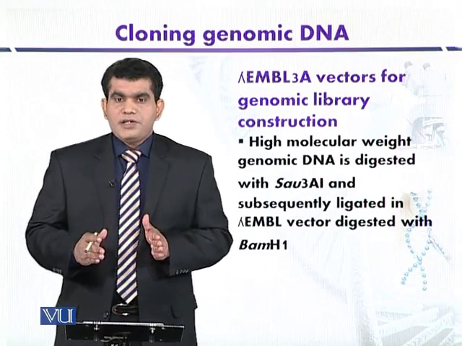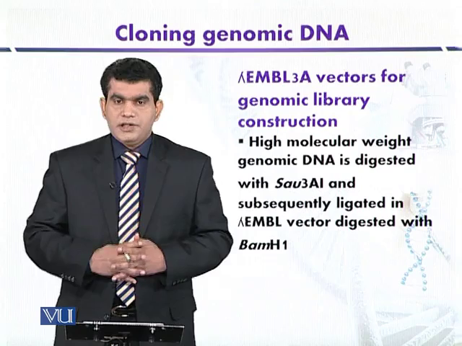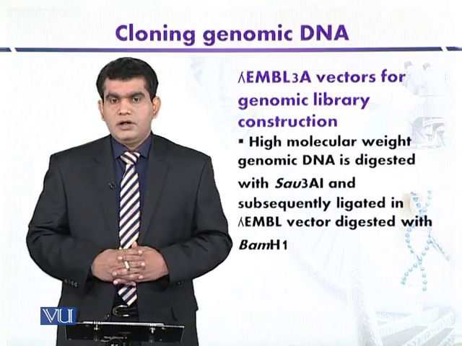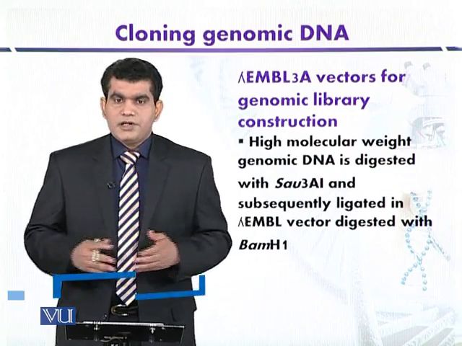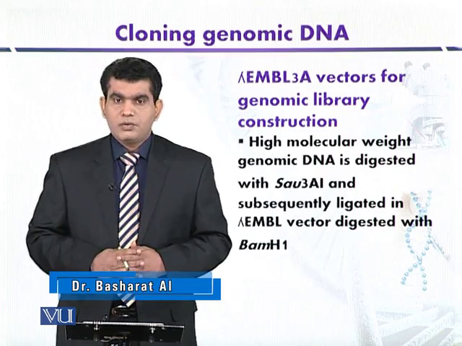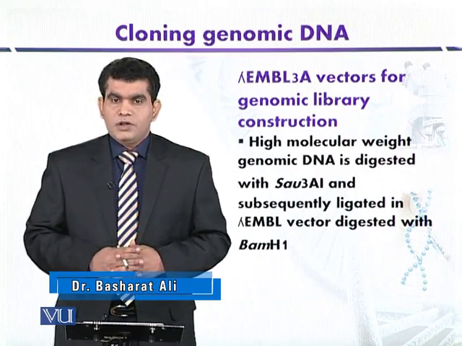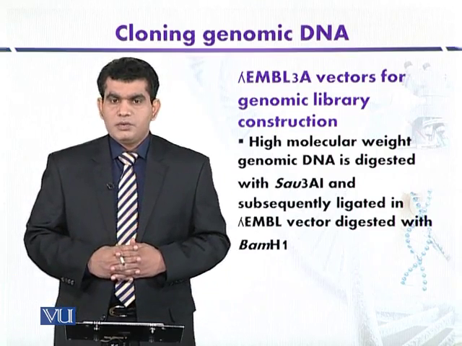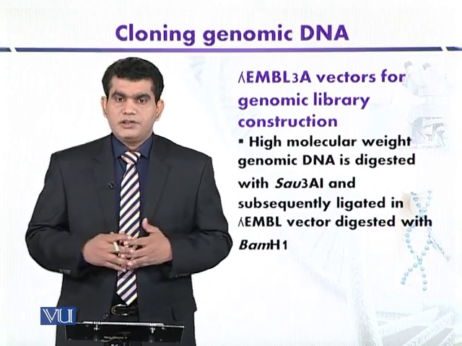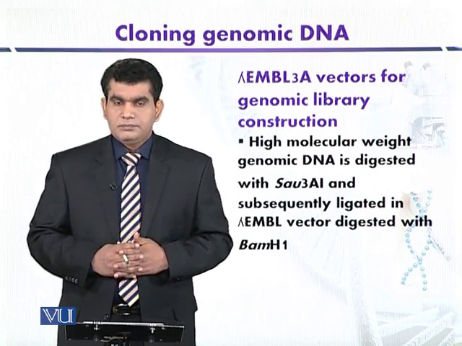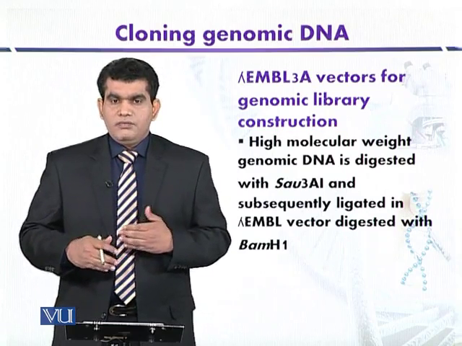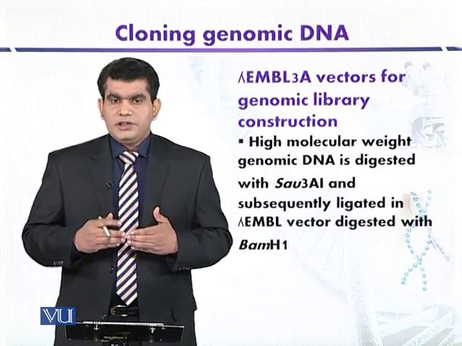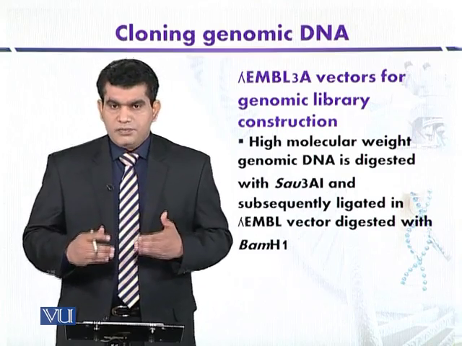So if we compare it with the previous strategy of Maniatis, where he used two restriction endonucleases to generate DNA fragments that have blunt ends, because in Maniatis' strategy the enzymes HaeIII or AluI were used, which produce blunt ends and recognize tetranucleotide sequences. Whereas when we are going to use lambda EMBL3A, this strategy is comparatively more simplified.